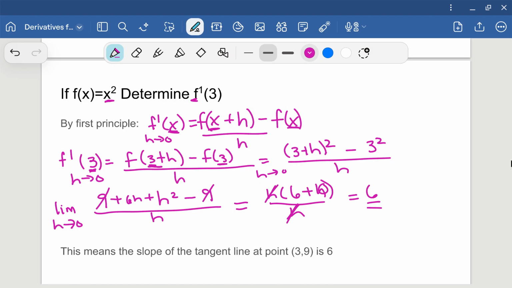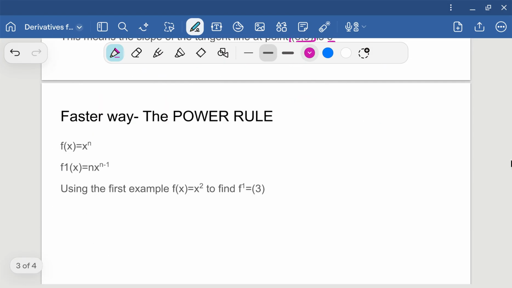So that tells you that when you're looking at the tangent line at the point (3, 9), which would be on your function here, the tangent line has a slope of 6. Now that's what we've done. It can be a little long and tedious in terms of math, but there is a quicker way, and that's using the power rule.